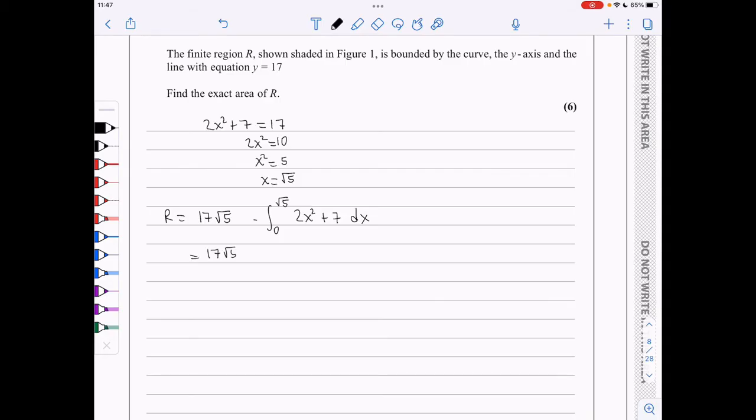17 root 5 minus 2x cubed over 3 plus 7x from 0 to root 5. I will be substituting the upper limit. That will give me 2 root 5 to the power of 3 over 3 plus 7 root 5. And the lower limit is obviously 0.